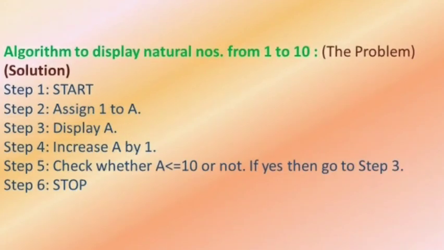Algorithm to display natural numbers from 1 to 10. This is the problem now and the algorithm goes here. Step 1. Start. Step 2. Assign 1 to A. Step 3. Display A. Step 4. Increase A by 1. Step 5. Check whether A less than equal to 10 or not. If yes, then go to step number 3.